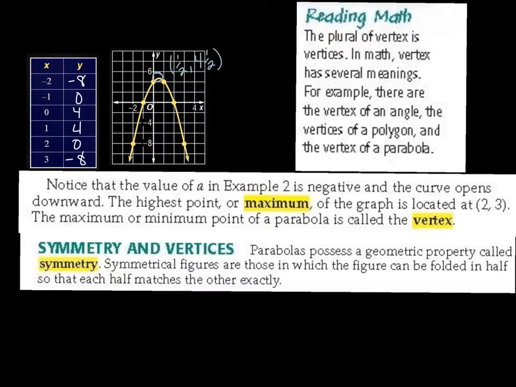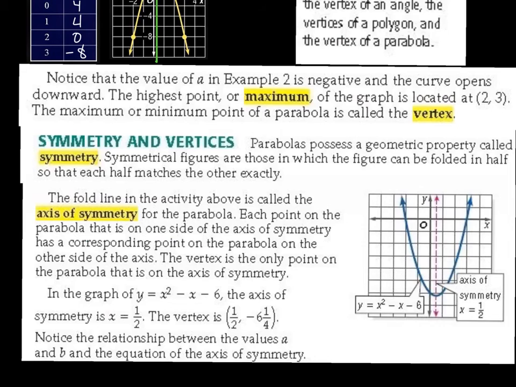Parabolas possess a geometric property called symmetry. Symmetrical figures are those in which the figure can be folded in half so that each half matches the other exactly. So the line of symmetry, or axis of symmetry, is always going to go through the vertex. The green line I drew in the parabola above is called the axis of symmetry for the parabola. Each point on the parabola that is on one side of the axis of symmetry has a corresponding point on the parabola on the other side of the axis. The vertex is the only point on the parabola that is on the axis of symmetry.